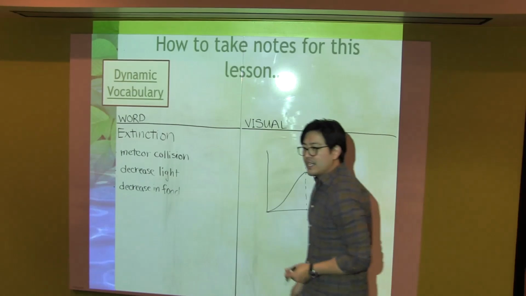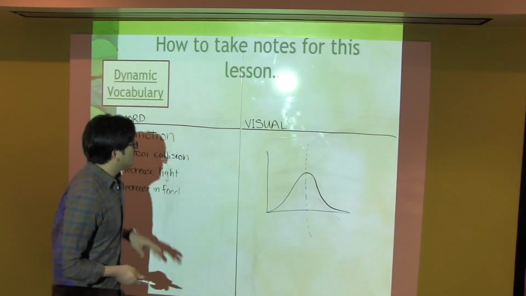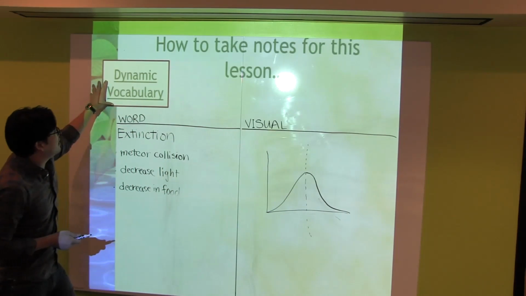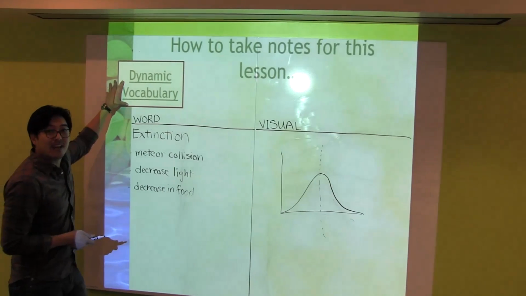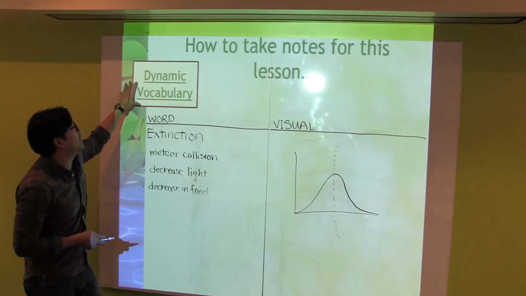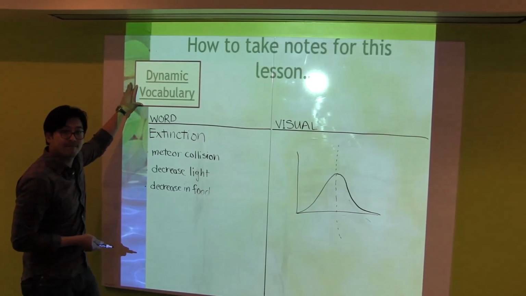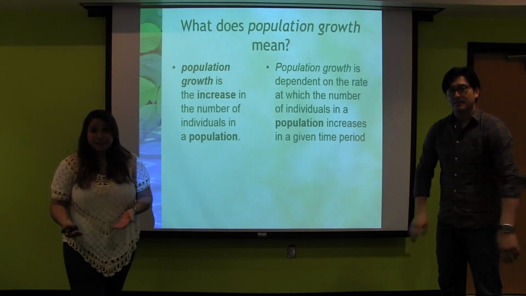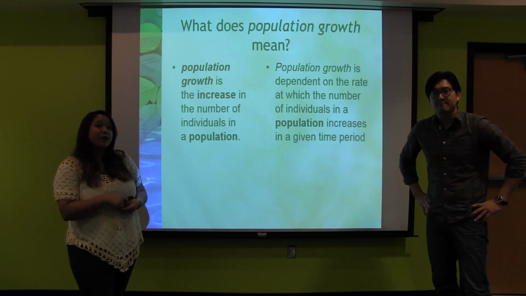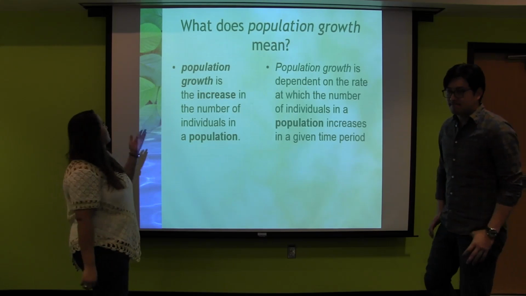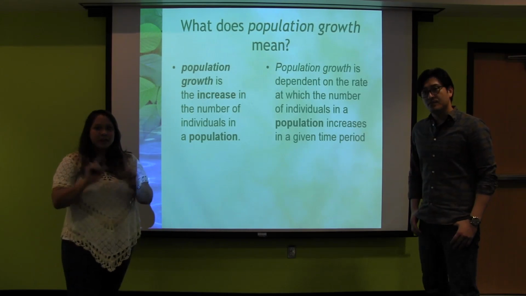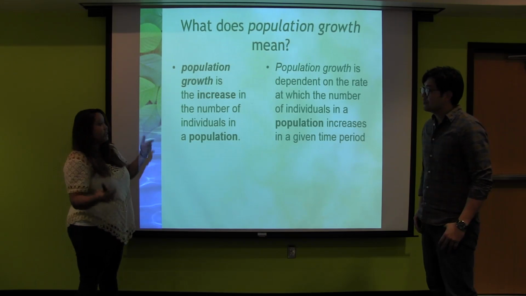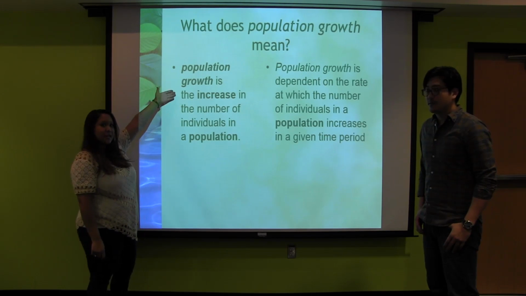Another thing is, whenever you see a vocabulary word that's bolded and underlined, that is going to be part of your dynamic vocabulary. So now that we're done reminding you guys how to take notes, let's actually start on the content. The first question we have is, what does population growth mean? A little buzz fact I'll remind you: population growth is italicized, so that is one of your vocabulary words.